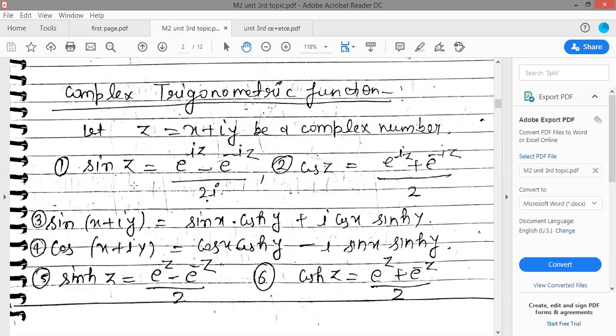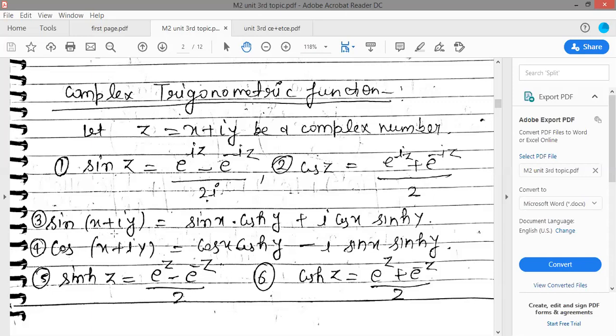The first one is sin z = (e^(iz) - e^(-iz)) / 2i. The second formula is cos z = (e^(iz) + e^(-iz)) / 2. In trigonometry, we already know this formula, e^(iθ) and e^(-iθ), but in complex numbers θ will be replaced by z, and z = x + iy. So remember all these formulas, learn them. Actually, all these formulas you should learn.